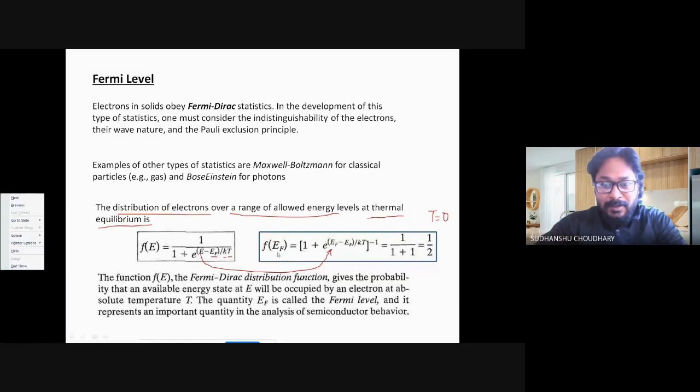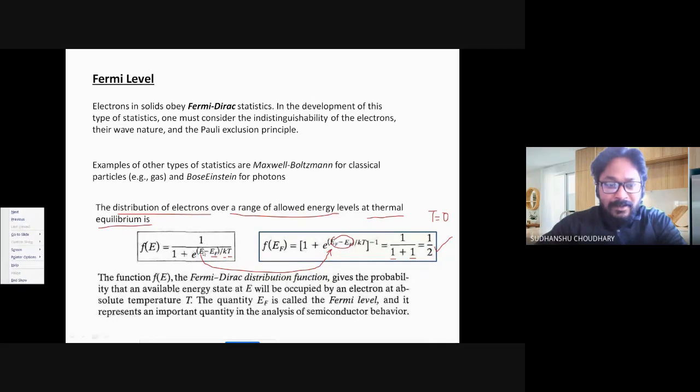So this Fermi distribution function, or the probability of finding an electron, becomes 1 by 1 plus e to the power 0. So this becomes 0, and e to the power 0 is 1. So finally we get the probability of finding an electron at the Fermi level as 1 by 2.